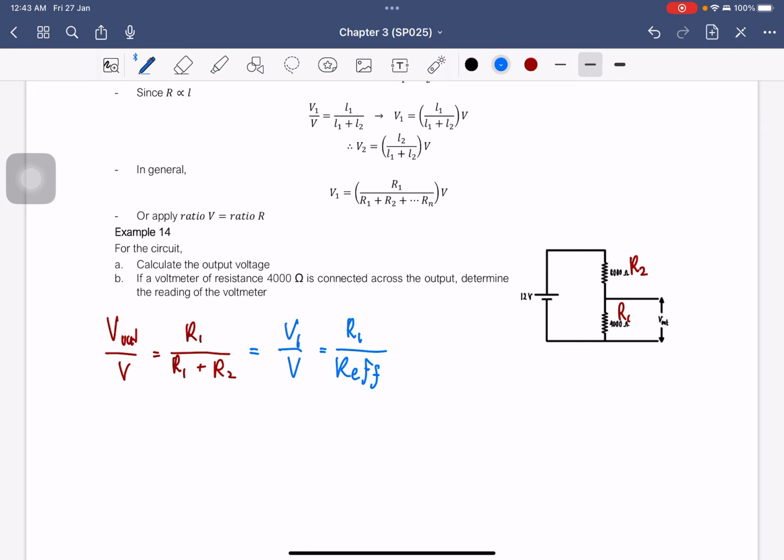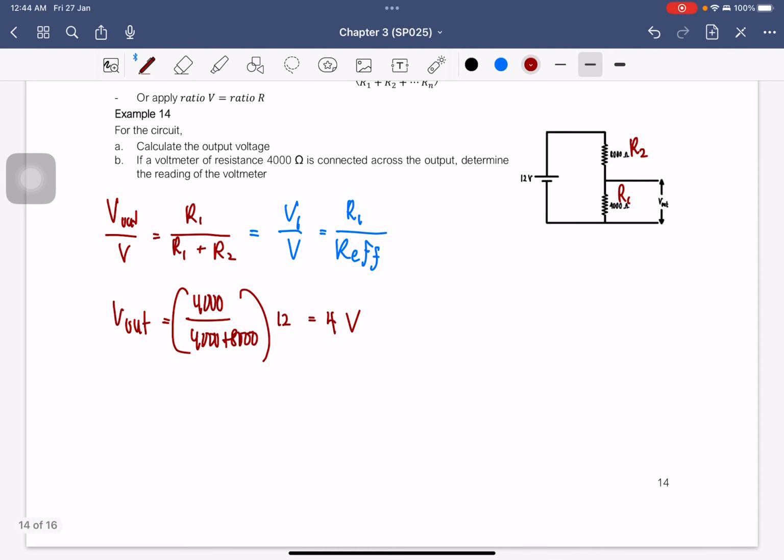Okay, so now we can substitute V out equal to 4,000 over 4,000 plus 8,000 times V, which is equal to 12, which will give you 4 volts. So that is the output voltage across resistor number 1. Now, if a voltmeter of resistance 4,000 ohm is connected across the output, determine the reading of the voltmeter.